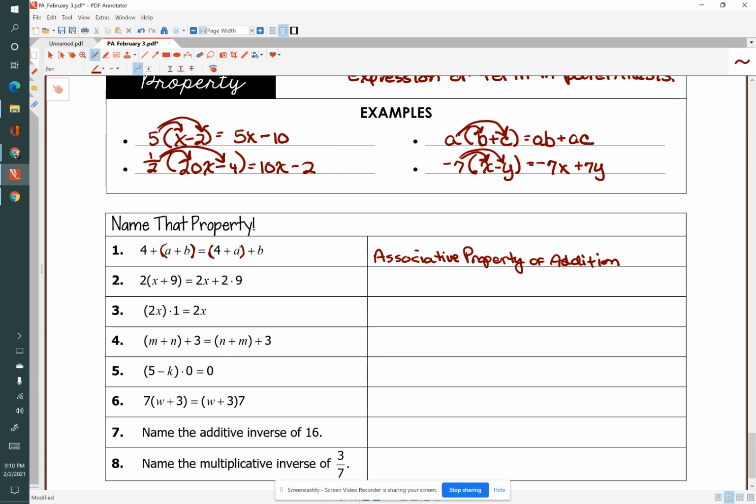In the second example, we have 2 times the quantity of x plus 9 equals 2x plus 2 times 9, and that is a distributive property, and you should actually just write that 2x plus 18, so that's the distributive property. In the third example, we have 2x times 1 equals 2x, and that's the multiplicative identity property of multiplication.